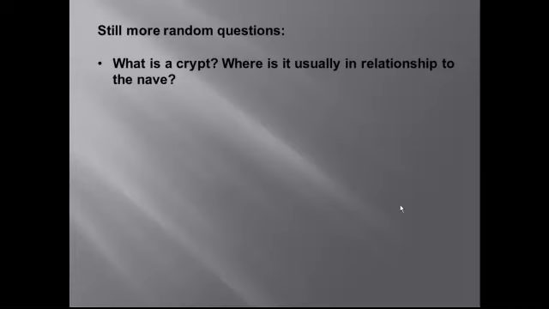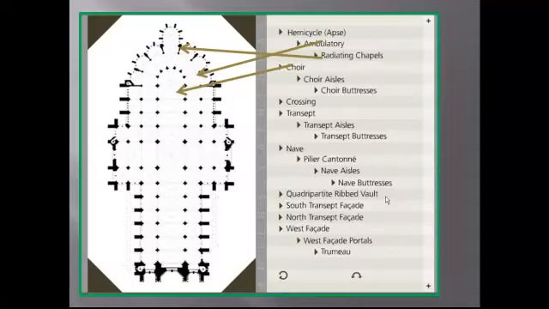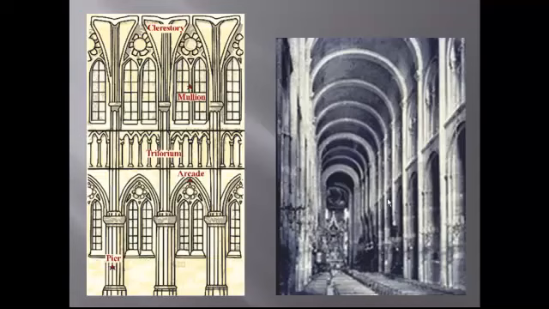Another random question, what is a crypt? And where does it usually sit in relationship to the nave? Where is it found? Oh, there, I skipped this. I must have stuck in an extra slide without realizing. But here is a diagram of a Gothic church. And notice you see the apse, and you see the apsidal chapels. And then you see the place that's part of the apse that we were looking for in the last question. Okay, I think I've given you enough information there.